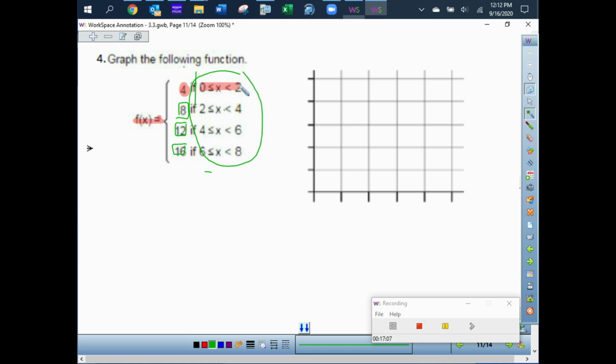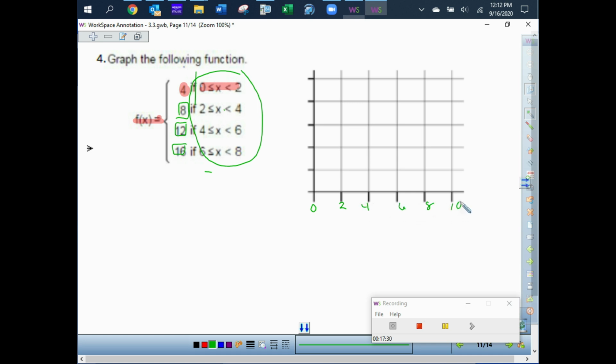Here are all the restrictions on our x's. What's the smallest number you see in all of these? 0. What's the biggest one you see? 8. So we got to go on the x-axis from 0 to 8. I'm going to start with 0, and I can't count by ones because I don't have enough spaces.